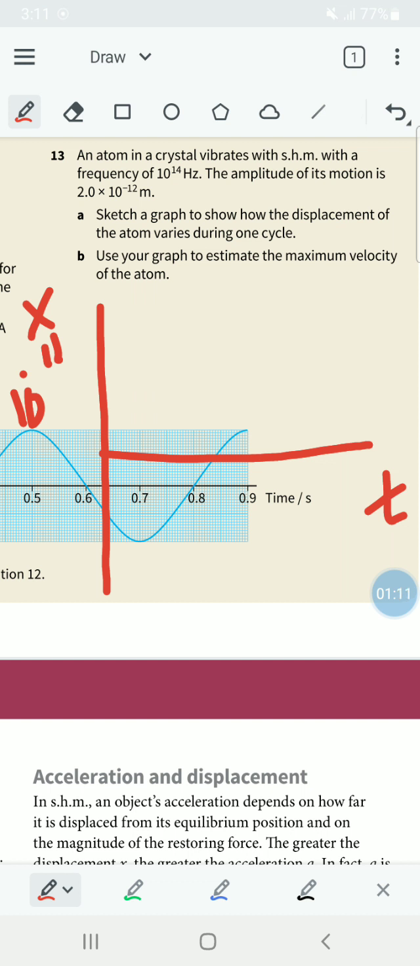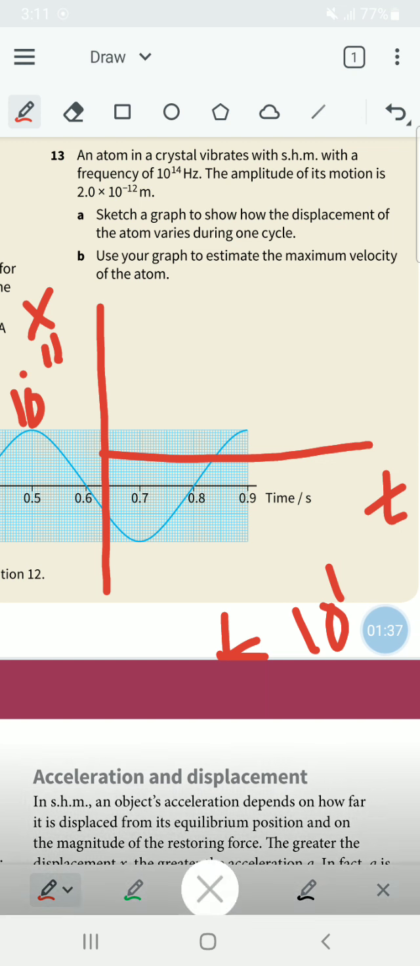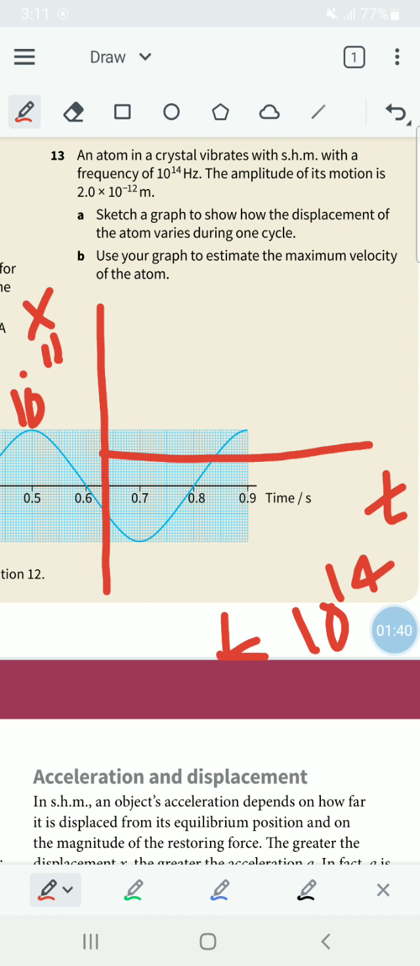T has been given in very small values, with a frequency of 10 to the power 14 Hertz. So that means it is 1 into 10 to the power 14 Hertz. I will write it as 10 to the power 14, right? So that is the basic unit. Then 1 into 10 to the power 14.